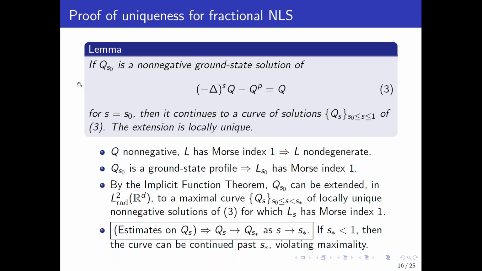So the lemma is, we're going to do a continuation argument. And the lemma tells you that you can do that if you start with a non-negative ground state solution of this equation at a specific value of s, then you can continue it to a curve of solutions of this equation that goes all the way to s equals 1. So you can start at s and extend to a larger interval of s, but you don't stop until you get to s equals 1. And this is, of course, the crucial ingredient in the idea of Frank and Lenzmann's argument. You want to continue your solutions all the way to s equals 1 where you have uniqueness.